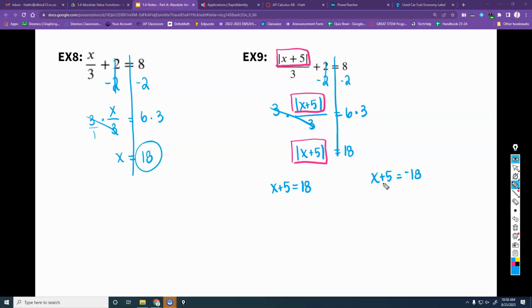Okay? Aiden, how do I solve the first one? Very good. What do I get? 13. Let's see. KT, what do I do for the second one? Subtract that 5. What will I get? Negative 23. Okay, so I'll have 13, negative 23.